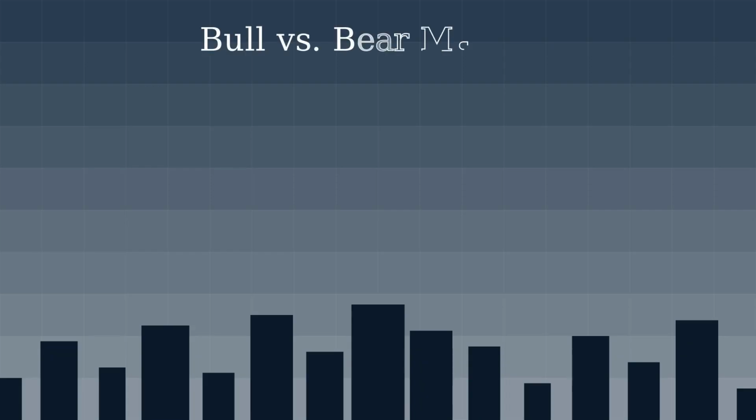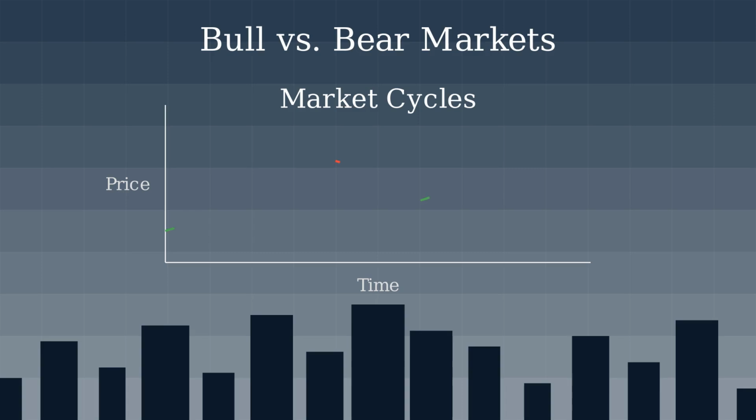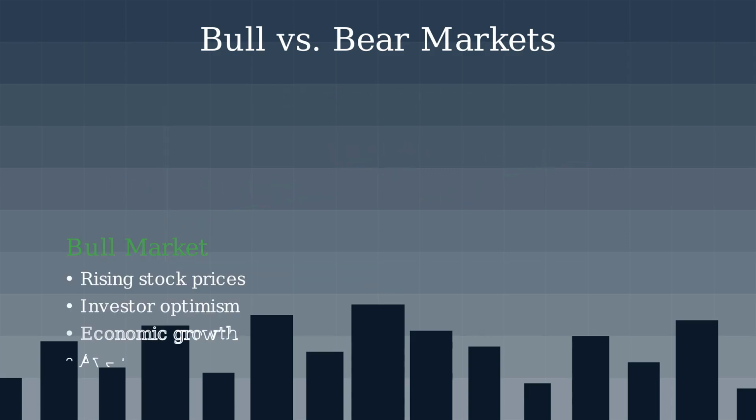Stock markets cycle between bullish and bearish phases. These cycles are natural parts of market behavior, featuring periods of growth followed by contraction. Bull markets are characterized by rising prices, investor optimism, and economic growth. These bullish phases typically last longer than bear markets, with an average duration of 4 to 5 years.